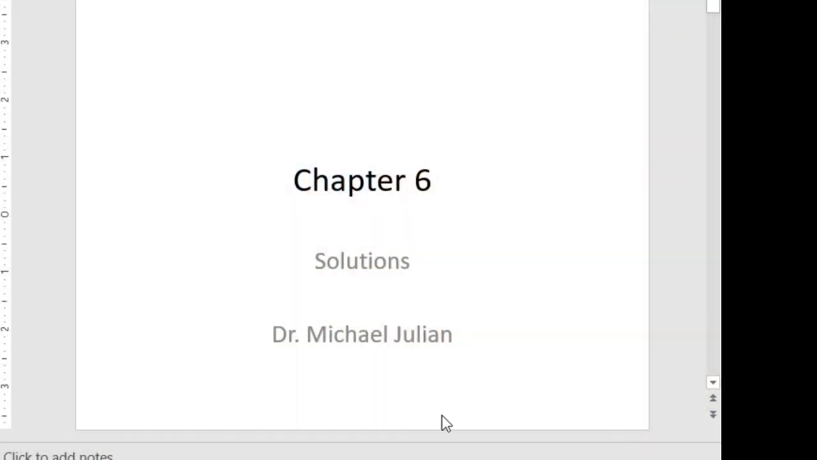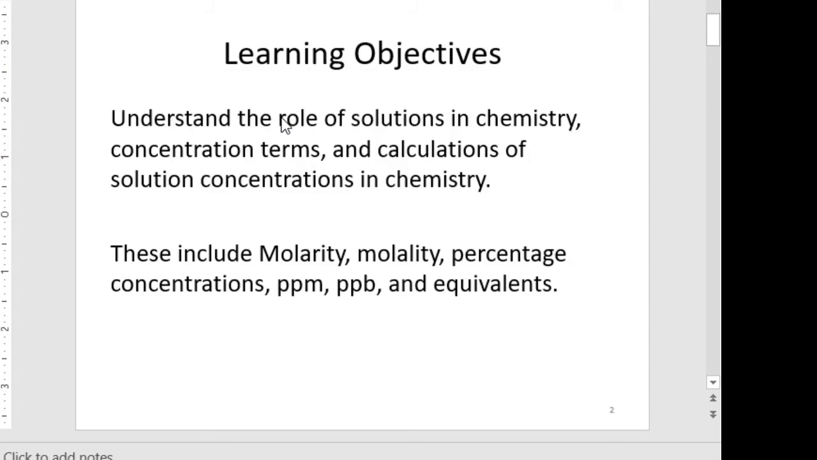So this is a chapter on solutions, and it's really about concentrations and learning to deal with these. So it's a lot of math. It says calculations in here: molarity, molality, percentage. The definitions are really just the formulas.